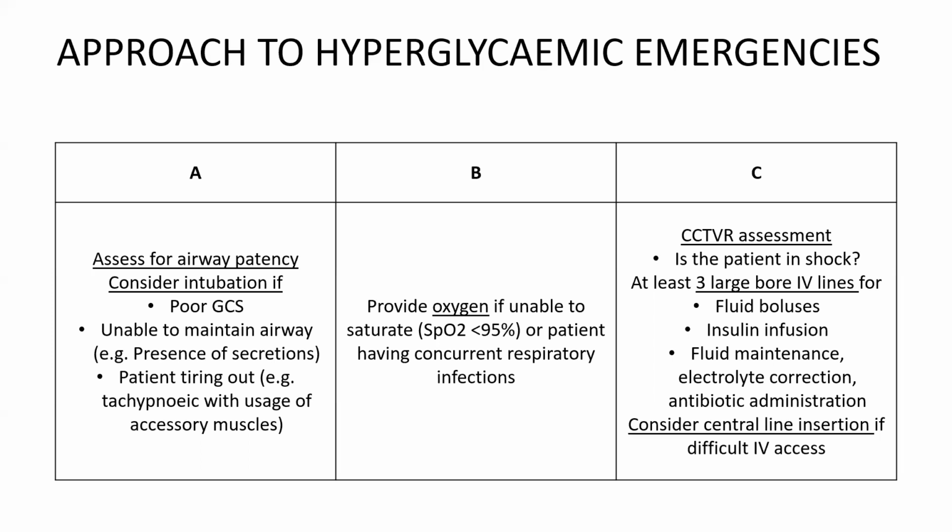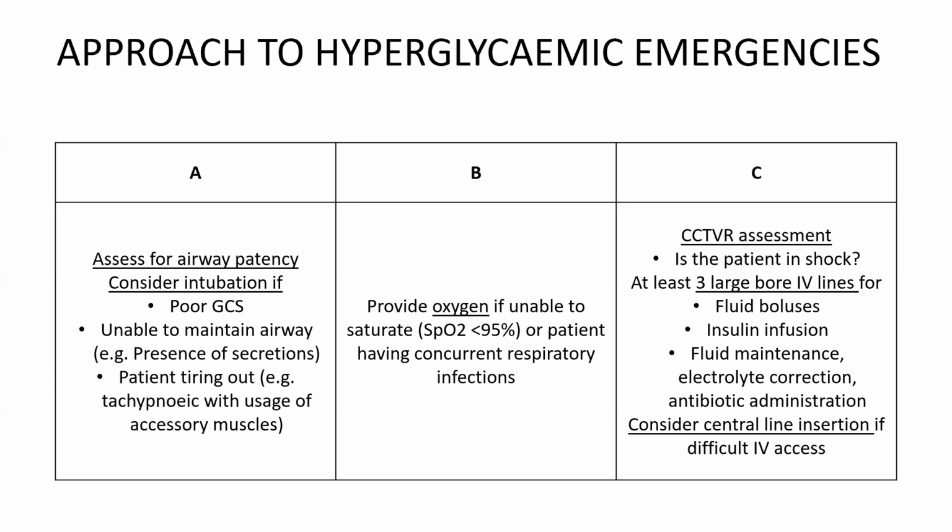But subsequently, we can start with ABC. So as we all know, in ED, we'll always start with ABC, right? So A, assess for airway patency. Usually in DKA, we do not intubate first, but we do consider intubation if the patient presents with poor GCS and is unable to maintain airway, for example, presence of secretions, or the patient is tiring out. For example, very tachypneic with excessive usage of accessory muscles. Then with these three criteria, maybe we can consider intubation.